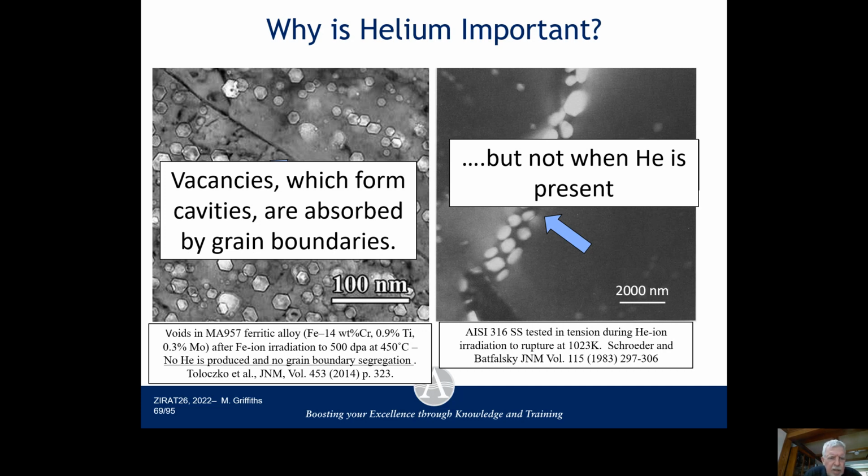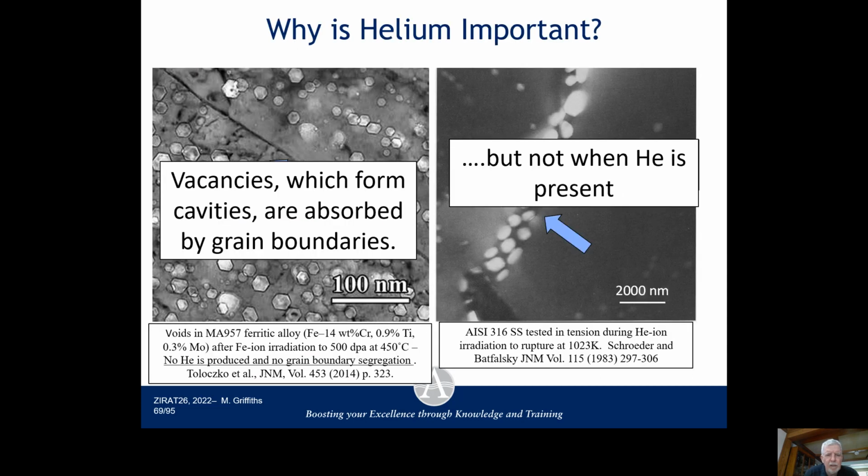In this instance, we got some ion irradiation. This is the ferritic stainless steel that's subject to ion irradiation at a high temperature. And you'll notice there's lots of swelling, but nothing on the boundaries. And that's because without helium present, the vacancies are just absorbed. So cavities do not form on the boundaries in the absence of helium, but helium stabilizes the grain boundaries. Vacancies which form cavities are absorbed by the grain boundaries, but not when helium is present.